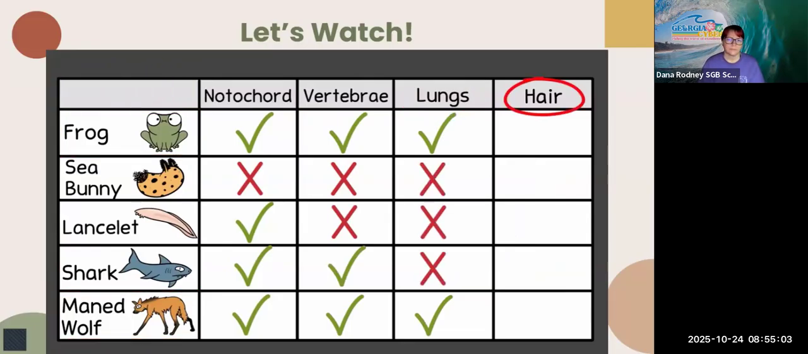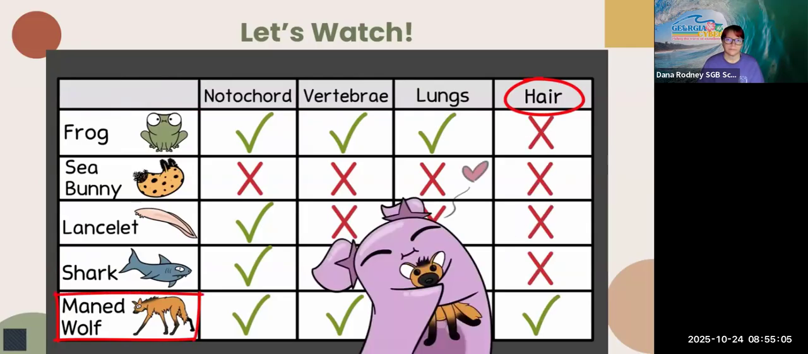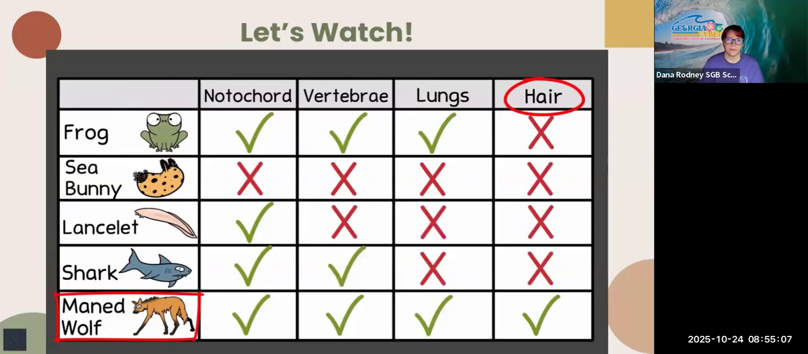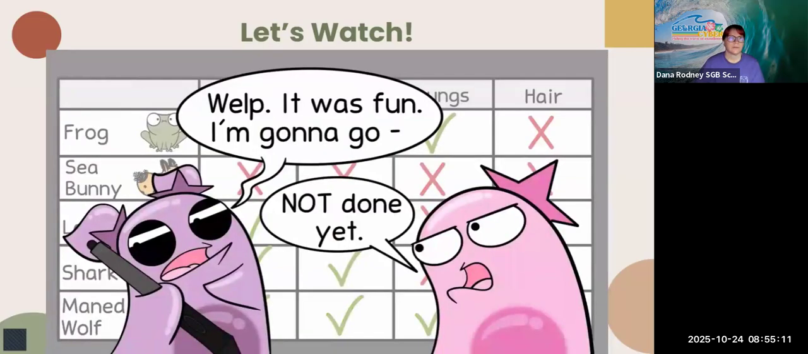Last, hair. Who has hair? The maned wolf, Petunia's favorite animal. Hair is a classic mammal characteristic. None of the others have hair. Okay, so we got this chart. Now what? Let's build a cladogram, a diagram that serves as a hypothesis for possible evolutionary relationships among these organisms based on these shared characteristics.